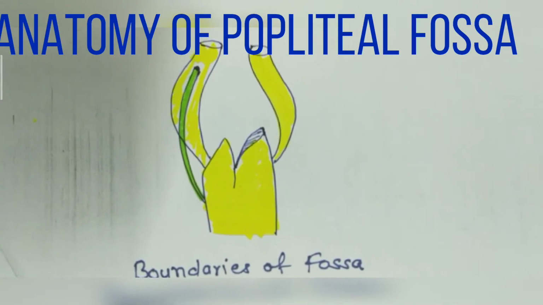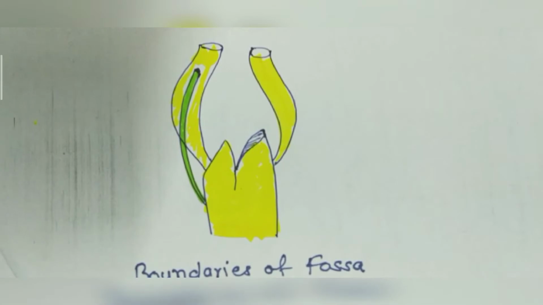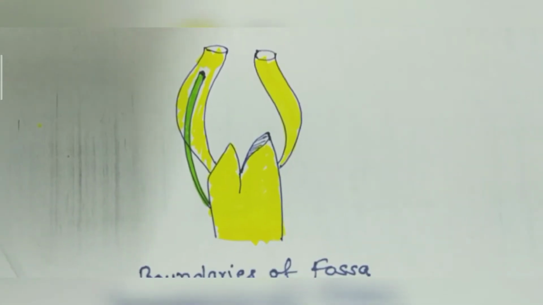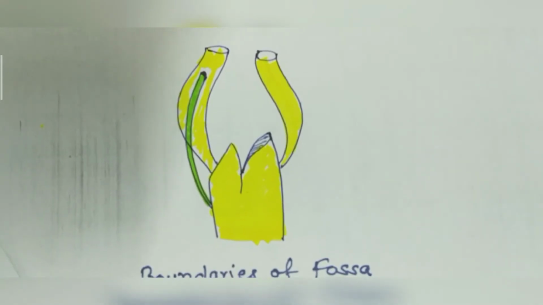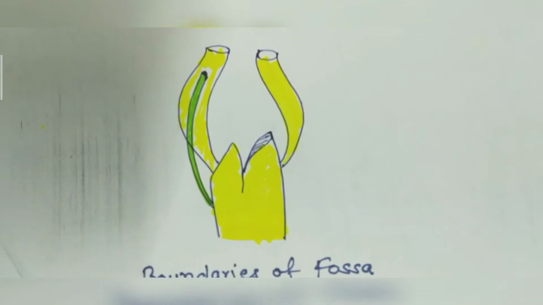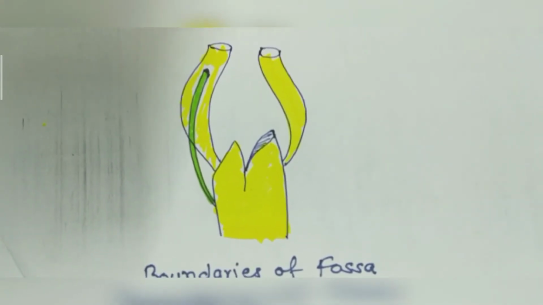Popliteal fossa. The popliteal fossa is homologous to the cubital fossa of the upper limb. The popliteal fossa is present behind the knee joint. It is a diamond-shaped depression. So first, let us discuss the boundaries of this popliteal fossa.